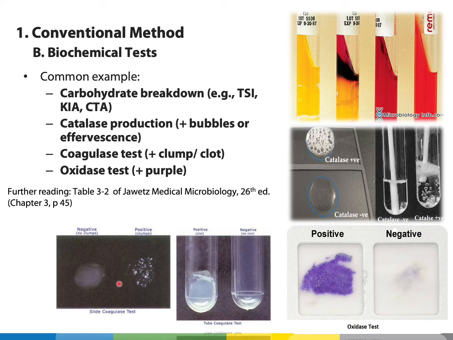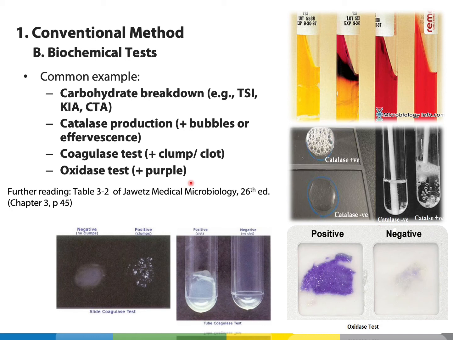So here below, positive results show the presence of coagulum, the presence of a clot after the addition of plasma. Usually, we add rabbit's plasma or human plasma.